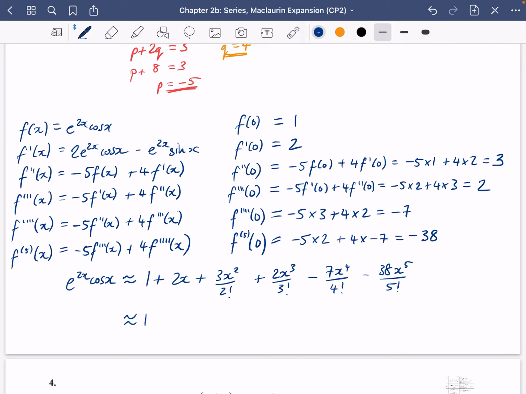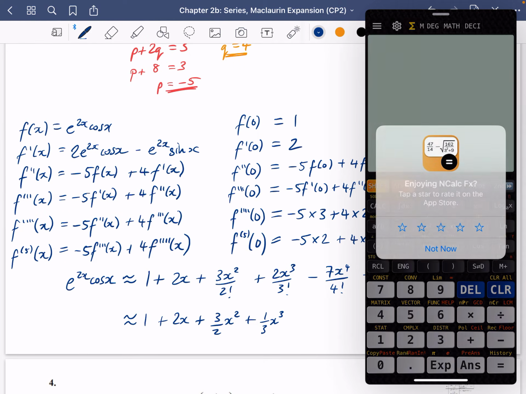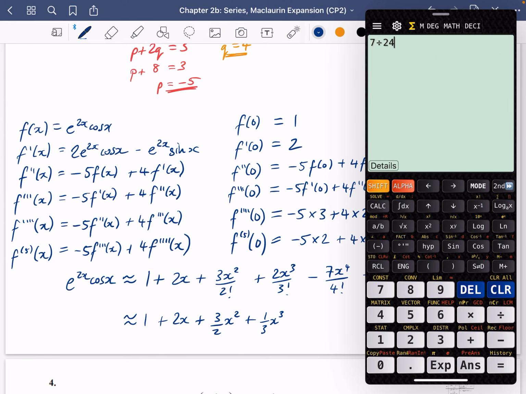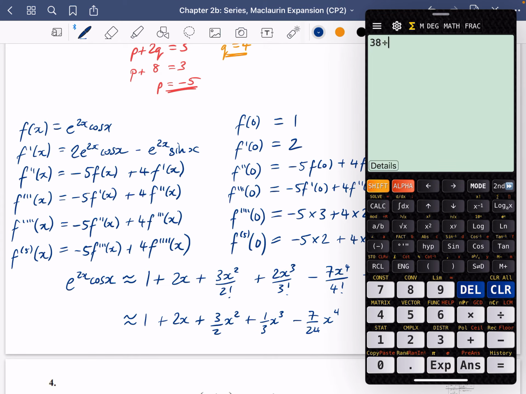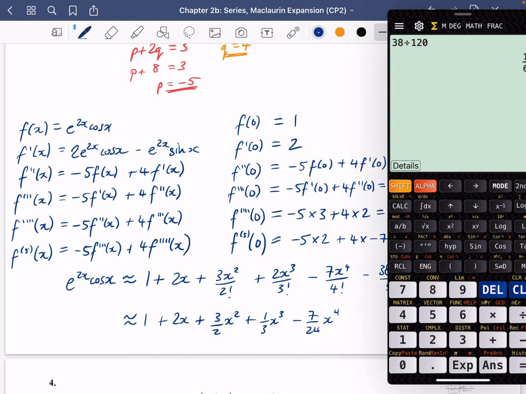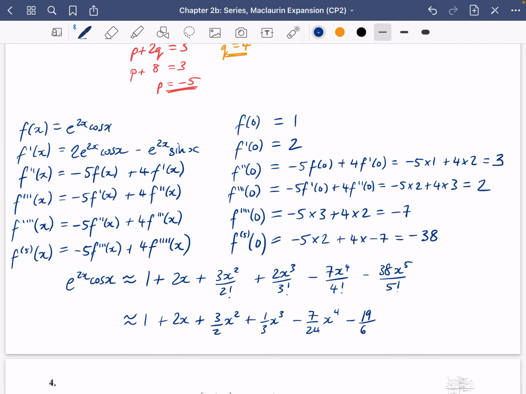So when I simplify all of these coefficients, I have 1 plus 2x plus 3 over 2 x squared. 2 over 3 factorial is just 2 over 6, or 1 over 3. And then I've got 7 over 4 factorial. 4 factorial is 24, so it's just going to stay as 7 over 24. And then this last bit, I've got 38 over 5 factorial. 5 factorial is 120, so I have 19 over 60. So I get minus 19 over 60, x to the power of 5.